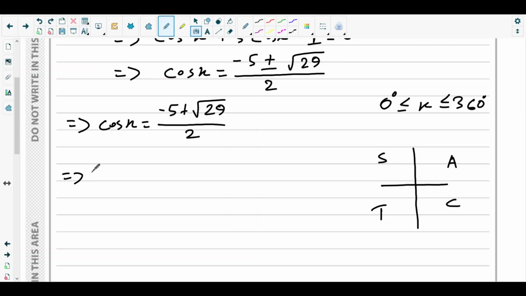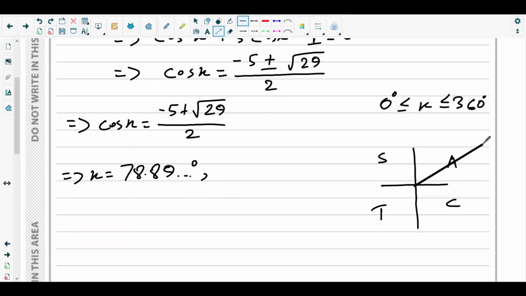You will get x by using your calculator, which should be in degree mode. So negative 5 plus the square root of 29 over 2, then cos inverse of the answer, that would give you 78.896, something like that, degrees. Another possible value is 360 minus the acute angle you got. The principal angle we got is 78.89. Use this principal angle to get another possible value, which is 360 degrees minus theta.